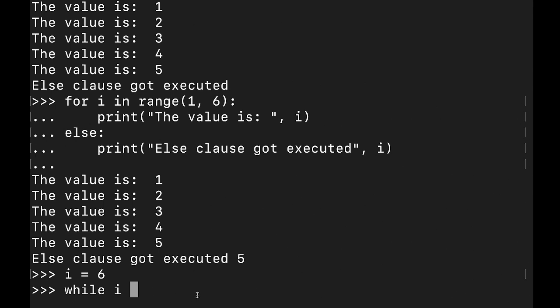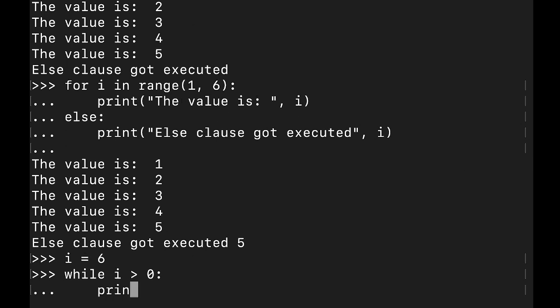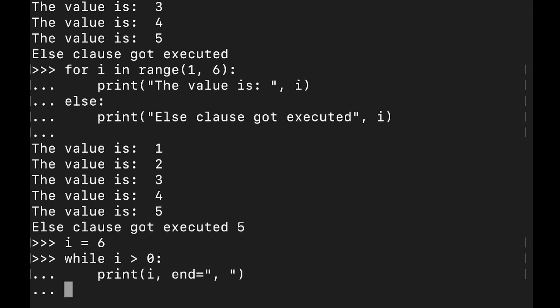Okay, or we can just decrease the value. So while I is greater than 0, what to do? Print what? Print the value, right? So print I, and you can end this with some comma. After that, you have to decrease the value of I also, otherwise it will remain an infinite loop. So you can write here I is equal to I minus 1, right?